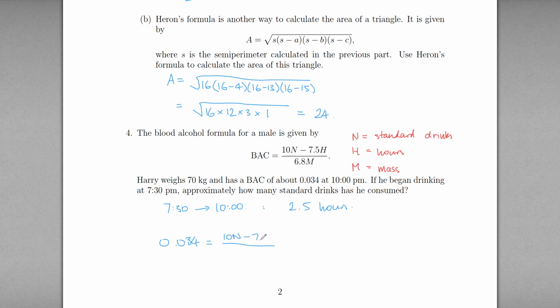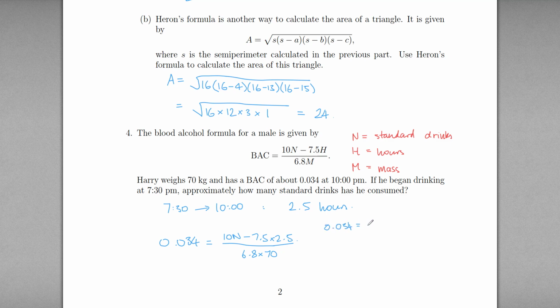And then 7.5 multiplied by H, which we now know is 2.5 hours, all over 6.8 times the mass, which is 70. Okay. Now when we get equations like this, which have some tricky numbers like that, I'd probably just do all the calculations there first. Okay, just tidy up that part.